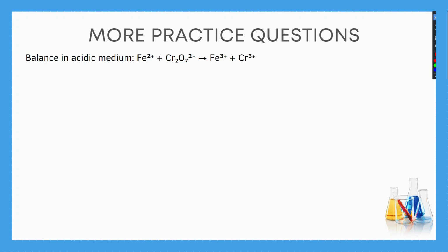So we have this question on the screen right now, and we've been asked to balance this in the acidic medium. So let's go ahead and treat this. First of all, we know the rules for balancing redox reactions in the acidic medium. We've seen the rules earlier on, and the first step is to split this into the oxidation and the reduction halves. So let's do that real quickly.